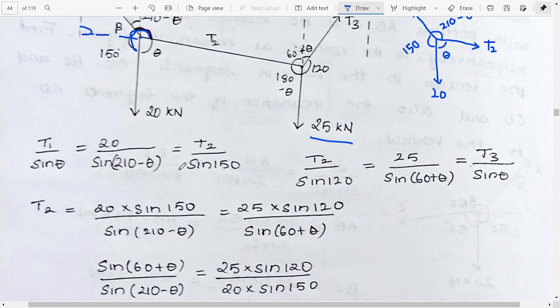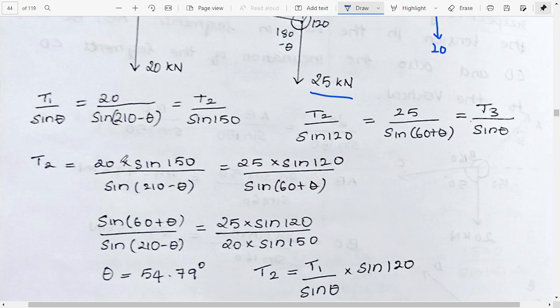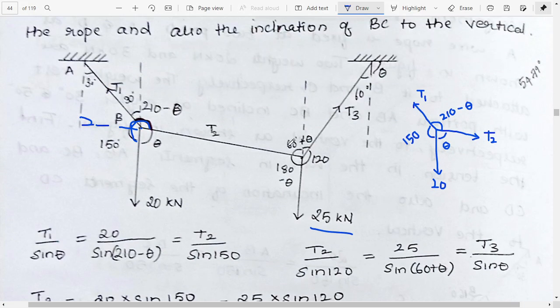So we will get something like that. From here the known value is sine 150. So from here we'll get the value of T2. Okay, so T2 will be equal to 20 sine 150 divided by sine 210 minus theta. And in the case of this one, in this angle also we'll just do it. So here we know that this part is 180 minus theta, this is 120, and this is 60 plus theta. So we will have T3 by sine 180 minus theta is equal to T2 by sine 120 is equal to 25 by sine 60 plus theta.